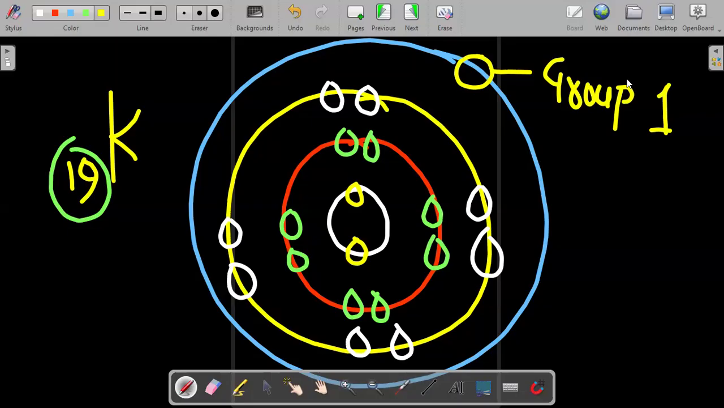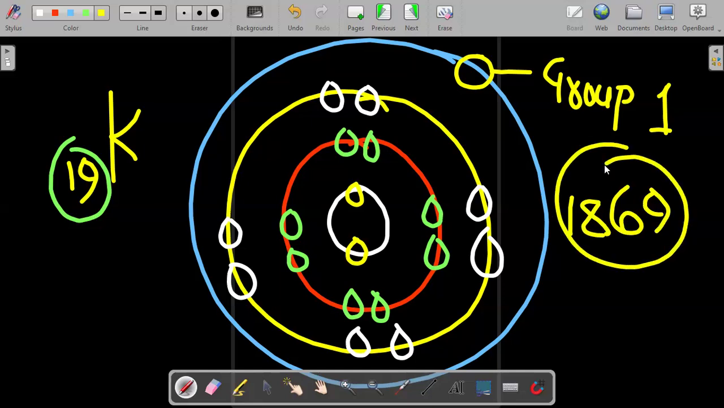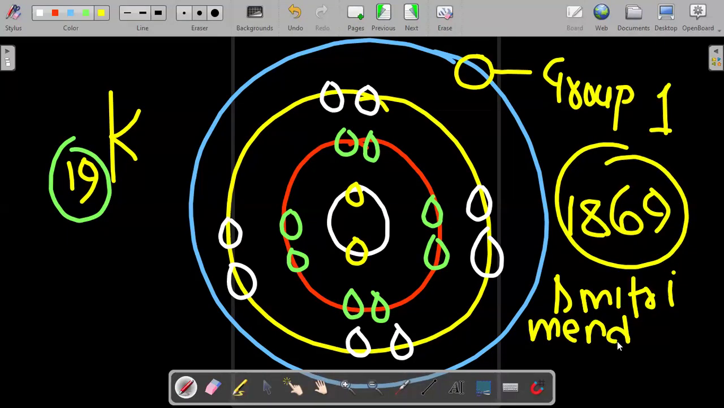The Dmitry Mendeleev arrangement started in 1869. They may also ask you about 1869. Yes, that is Mendeleev. The full name is Dmitry Mendeleev. You might see questions like that in your TMA. So this is how elements are arranged in the periodic table.